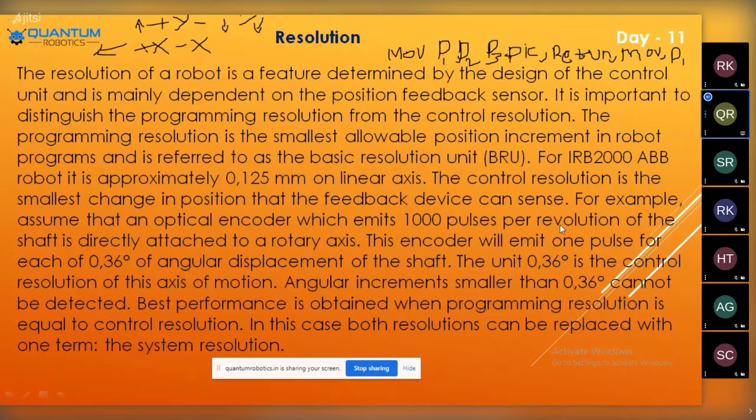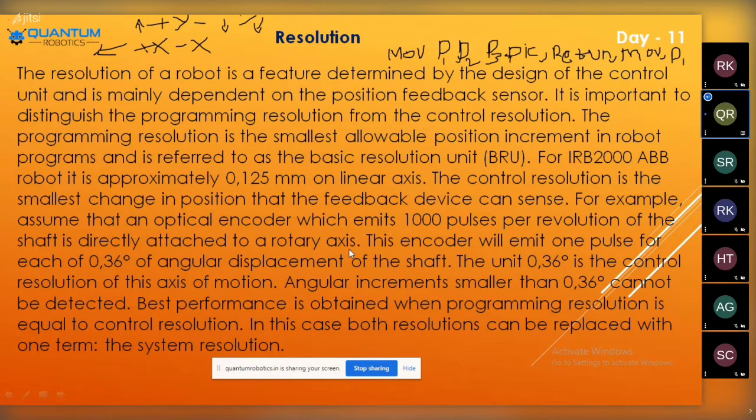shaft is directly attached to a rotary axis. Here you can see the amplitude of a 1000 pulse rate resolution. For 1 second it is going to resolve a 1000 pulse rate. And here clearly they have mentioned that the pulse rate resolution of the shaft is directly attached to the rotatory motion. Here you have seen that in a linear motion, and here it is going to act in the rotatory motion.